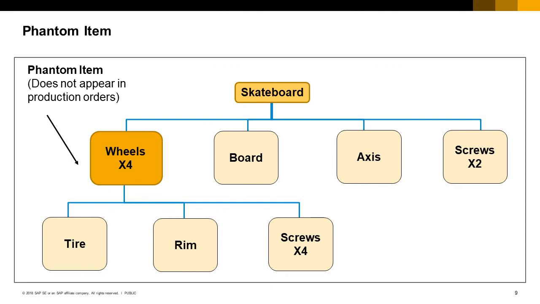In the graphics we see a bill of materials for a skateboard. The four wheels of the skateboard are a phantom item. When the skateboard bill of materials is copied to the production order, the components tire, rim, and screws will appear, but not the wheels. Requirements of bill of materials can vary between different departments at the same company.